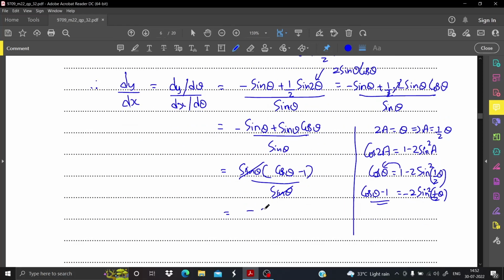So this will give you minus 2 sine square half theta. So this is how you keep working out with the double angles wherever it's needed.